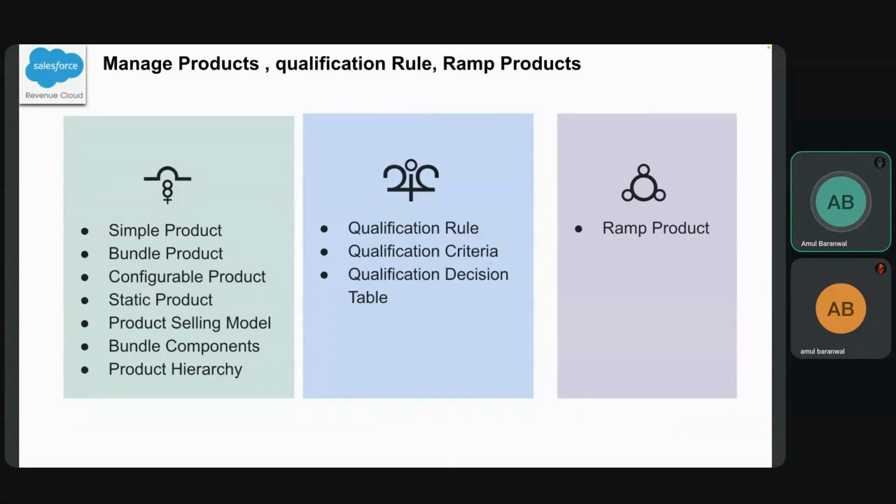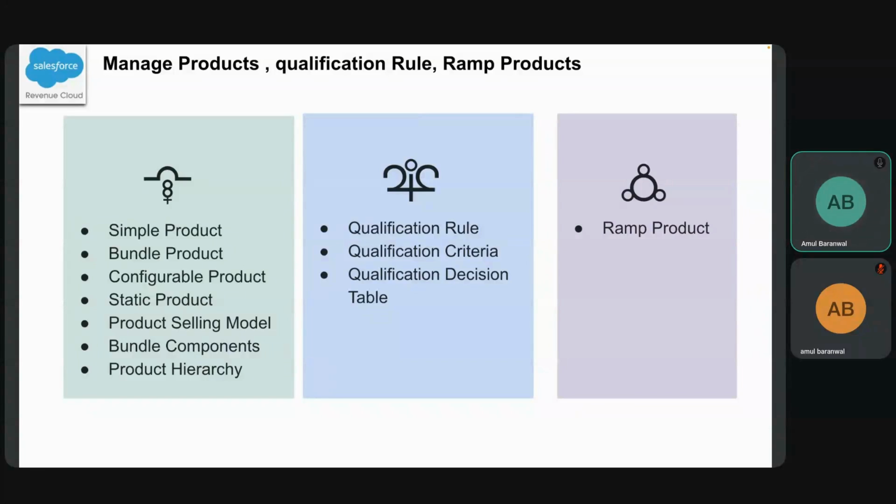In the managed product, we will see how to create a static bundle, the dynamic bundle, your product selling model, the bundle component, and the product hierarchy. We will also talk about the cardinality of your bundle product setup, including qualification rule and the qualification criteria. We'll talk about the disqualification rule, decision tables, and everything, where we are going to set that, okay, these are all list of product will be visible for this particular customer segment.